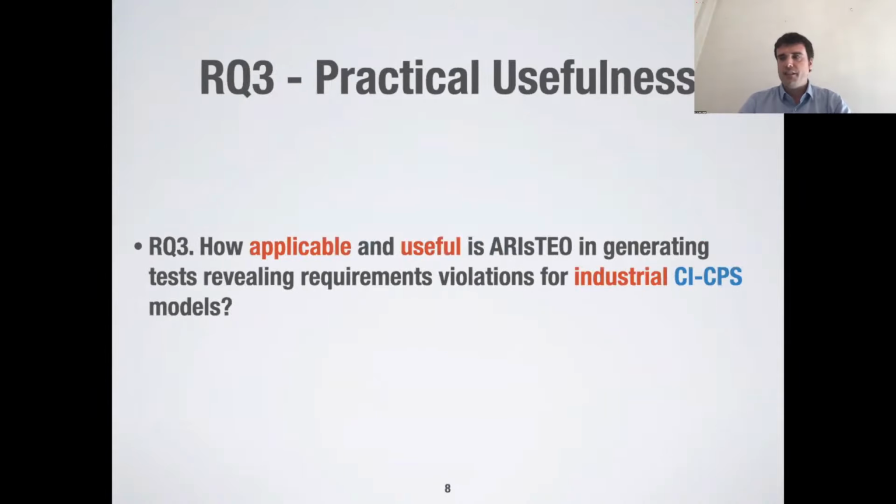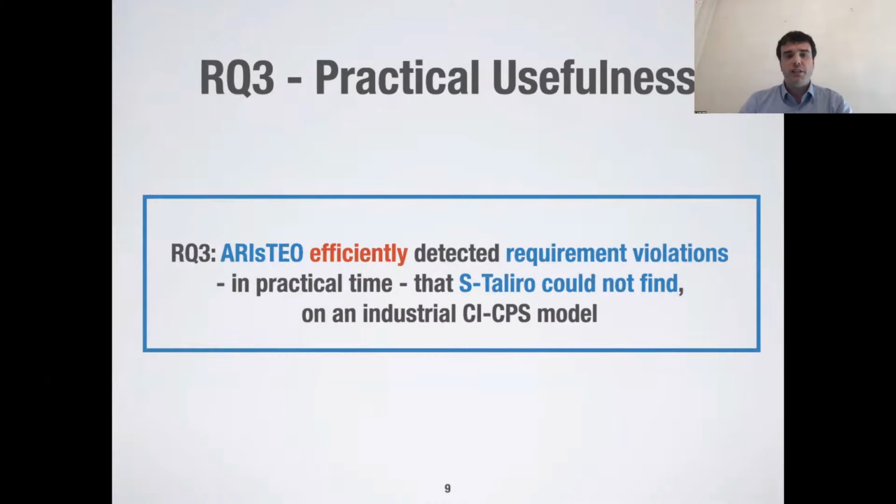To complement the results obtained by research question 1 and research question 2, we consider an additional research question: how applicable and useful is RSTO in generating tests that reveal requirement violations for industrial compute-intensive cyber-physical system models? To answer this question, we used the original model of the satellite provided by our industrial partner LabSpace, and we ran both RSTO and Staliro on this model. Our results show that RSTO was able to detect requirement violations within 4 hours, basically by simulating the original model under test only twice. Staliro was not able to detect any requirement violation within the same time budget. Therefore, we conclude that RSTO efficiently detected requirement violations in practical time that Staliro could not find on an industrial compute-intensive cyber-physical system model.